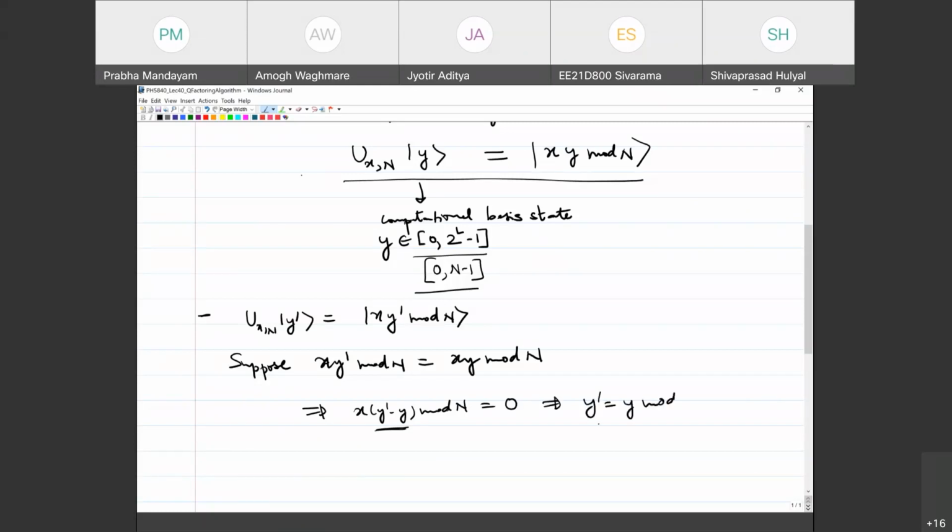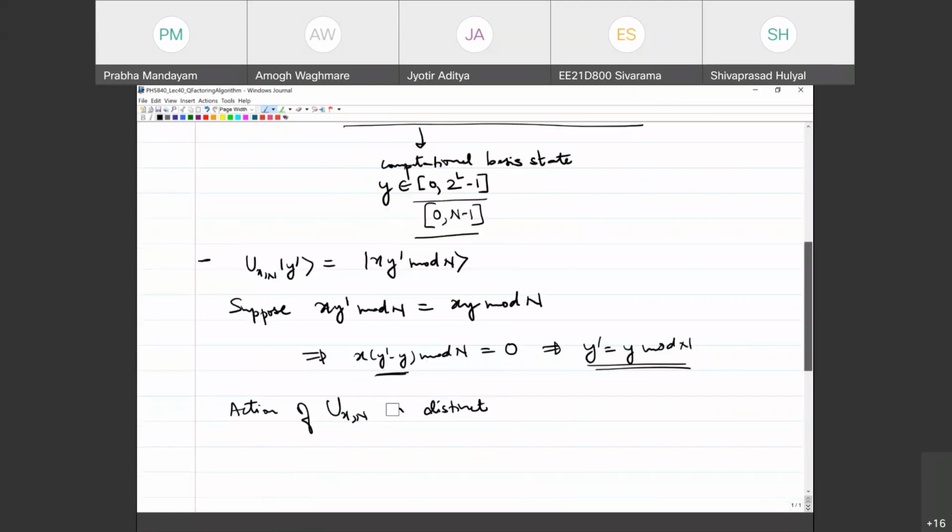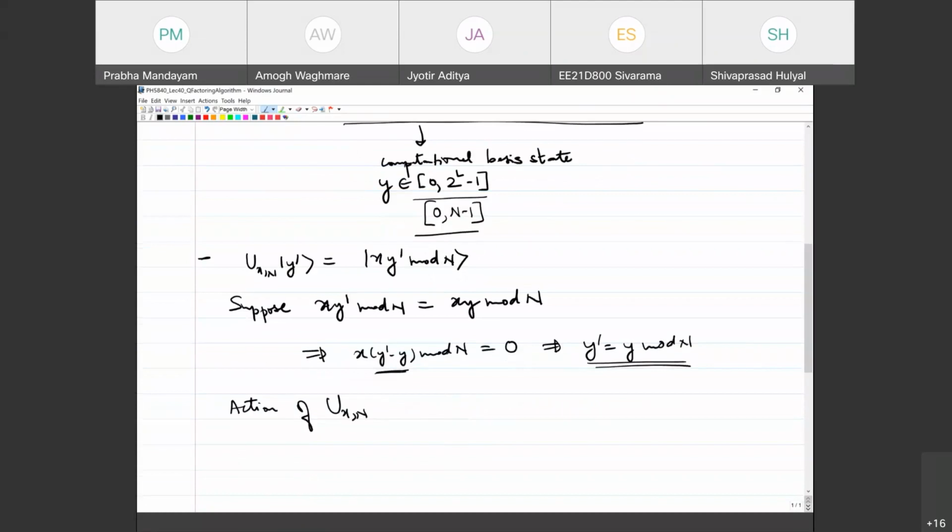So the point is that the action of this U, which is parameterized by x and n, is to map each basis state, and by basis I of course mean the computational basis state, to a distinct state. So this is the first thing to note about this.